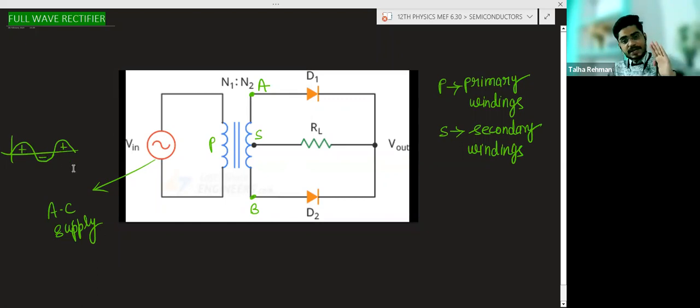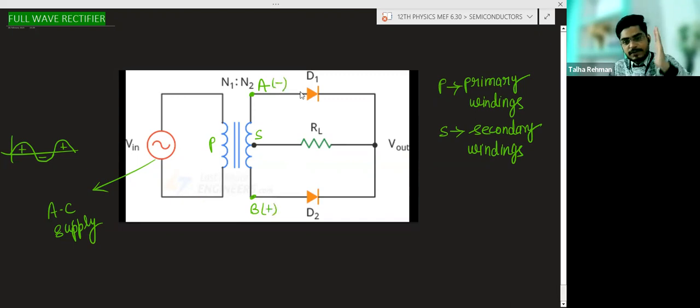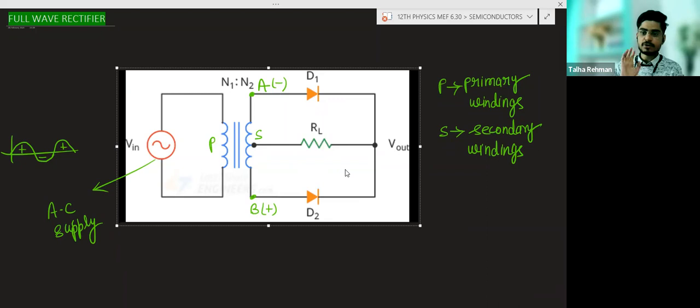Now during the negative half cycle, suppose B becomes positive and A becomes negative. Now this D1 is reverse biased because negative is connected with the P type and positive is connected with the N type. But now see D2. The P type is connected with the positive end and the N type is connected with the negative end. So during the negative half cycle, D1 will be reverse biased and D2 will conduct, and again you will get the output. So during the positive half cycle you get output, and during the negative half cycle also you get output.